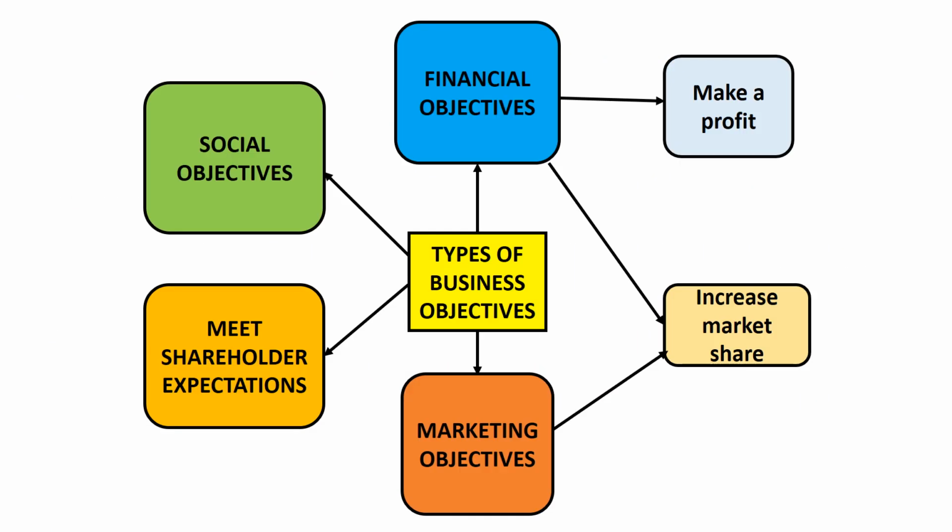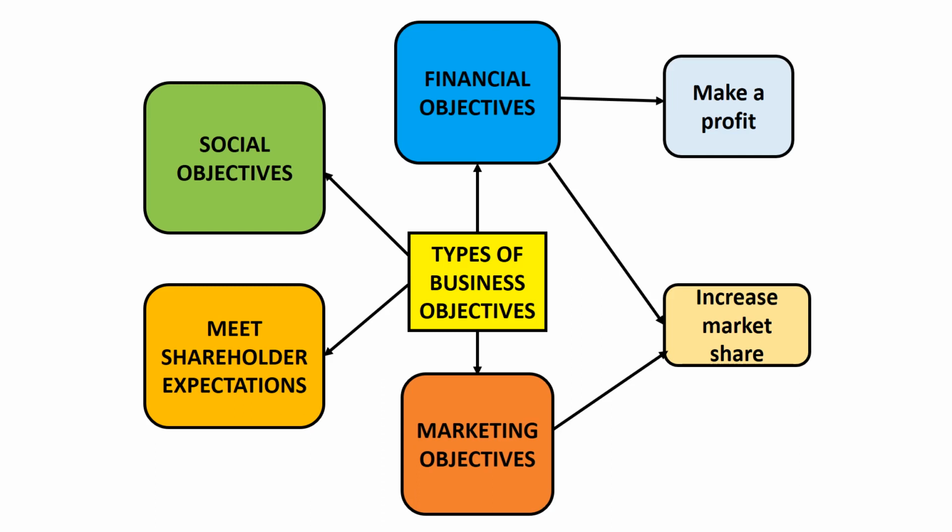We now come to the third and final part of this video, which is where we look at the different types of business objectives. As you can see from this slide, there are 4 types of business objectives. The first type of business objectives is financial objectives. A very important financial objective is for a business to make a profit. If a business continually makes losses, then it's not going to last for very long.